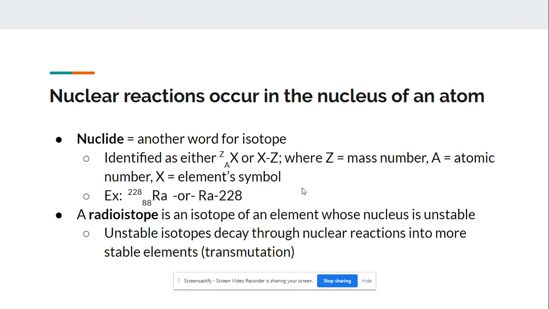And what we may or may not have talked about in the past is that if the element is unstable, then it's called a radioisotope, meaning it will be radioactive and it will undergo decay in order to transmute into a more stable element.